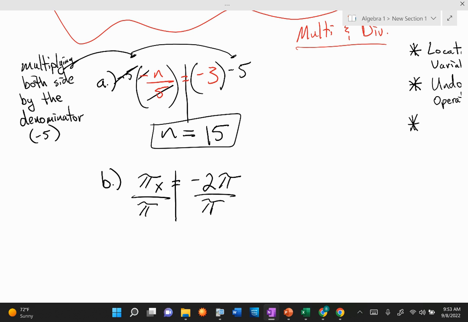Whatever you do to one side, you have to do the other. What happens to pi on the left side? Cancels out. We'll bring down x. What happens to pi on the right side? As pi. Mr. Bennett. Easy as pi. Very nice.